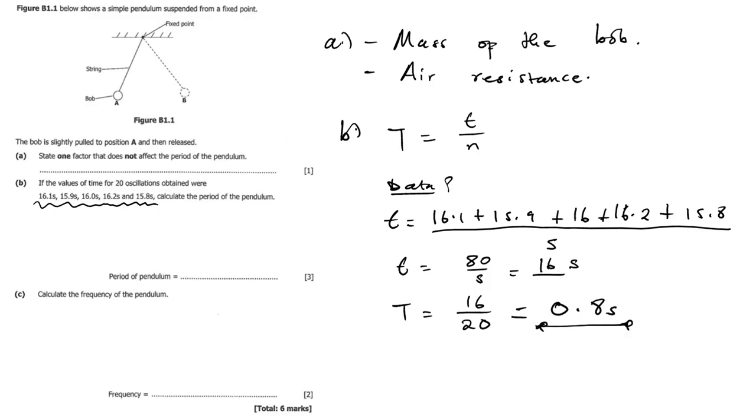C says calculate the frequency of the pendulum. Now, frequency is the inverse of the period of time, which is the period of the pendulum. So frequency is 1 over the value we found, which is 0.8, and if we say 1 divided by 0.8, we get a frequency of 1.25 Hz.